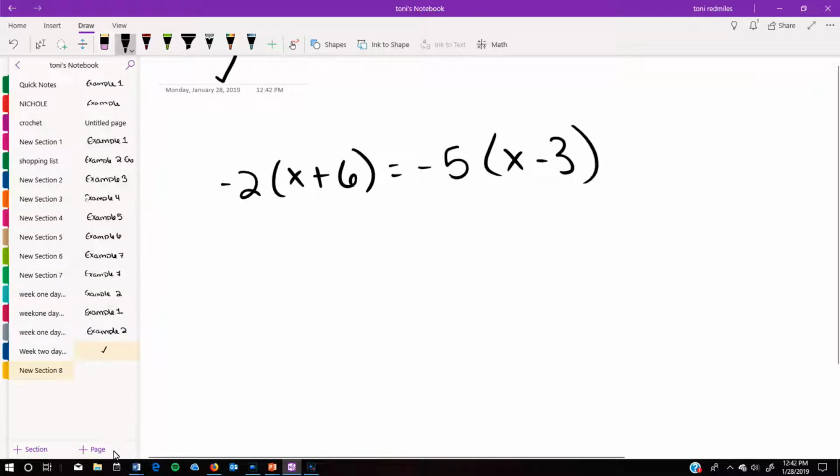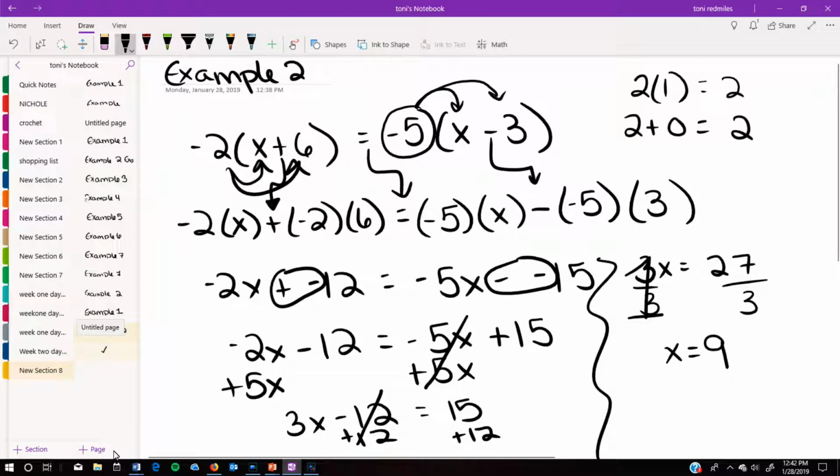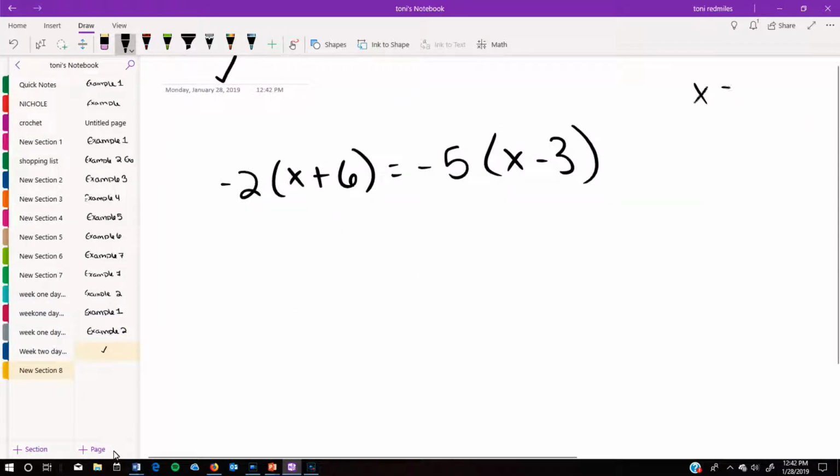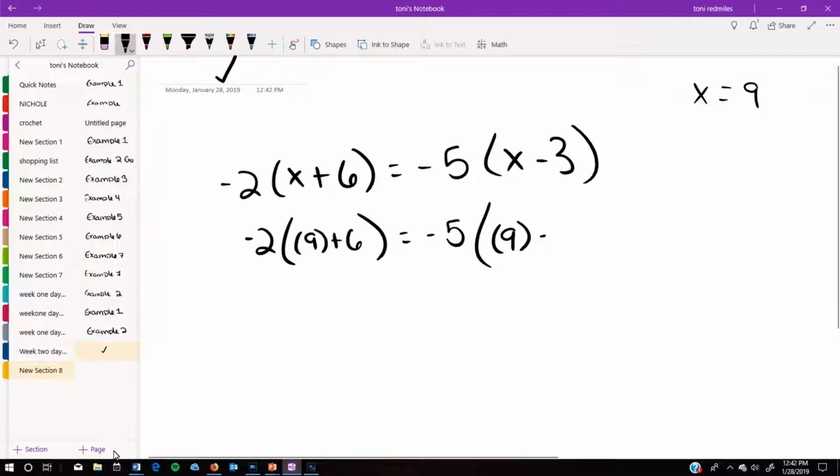Let me just double check that. We did get 9, right? Yes, we got x equals 9. So I'm going to put x equals 9 everywhere that I see an x. I got to put that 9 in, and I got to put it in parentheses until I evaluate if I need it to mean multiplication or if there's a negative and I just want to keep it pretty from that negative.